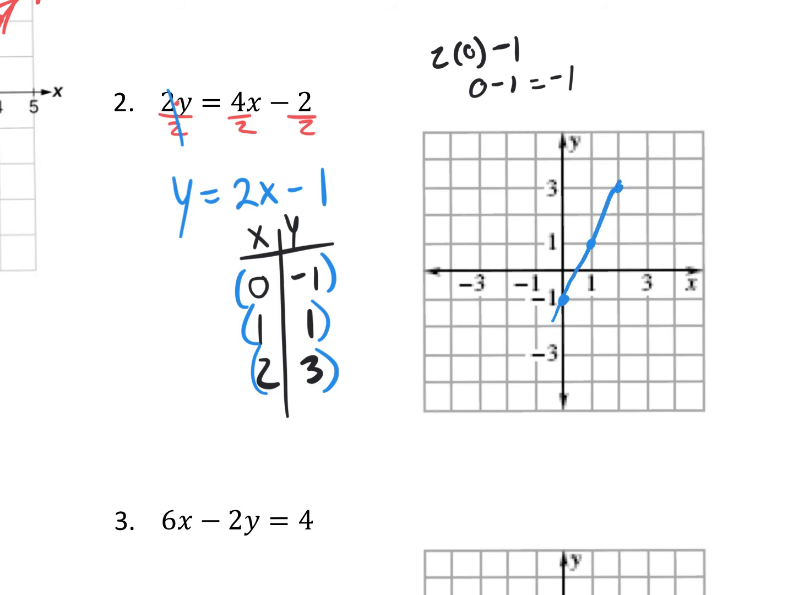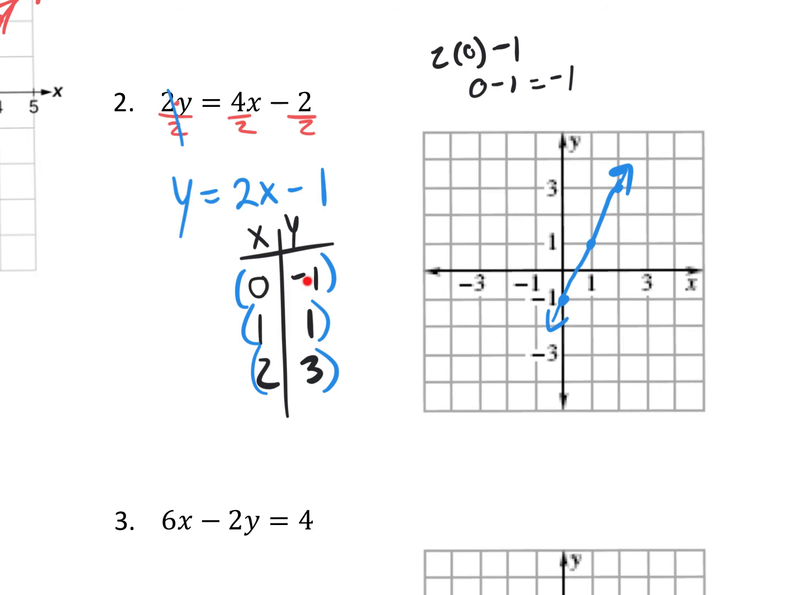So there is our line, okay? Put arrows on it and you're done. So again, the main idea that we want to acquire here is that we want to get it in function form first. What does that mean? Get y by itself, and then make your xy table, plug in some easy numbers for x, do the math, and you'll get your answers for y.